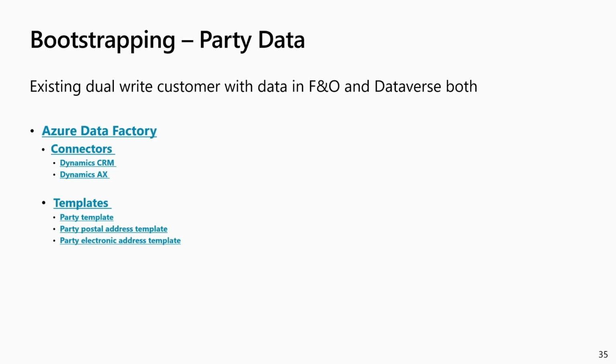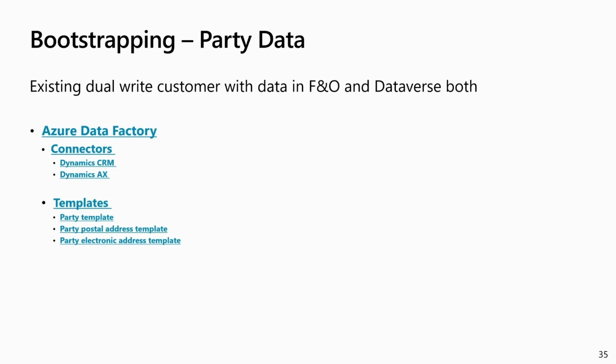With the party gap solution, we introduce the party concept in Dataverse. As a part of the party solution, you may have seen there are some new entities that have been introduced, like party, postal address, and electronic address. So any of our existing customers who have been using the tool will have their data in FNO and Dataverse environments. So for them to uptake the party gap solution, they need to transform their data from the pre-party data model to the party data model.